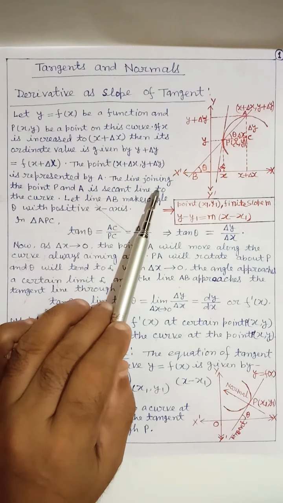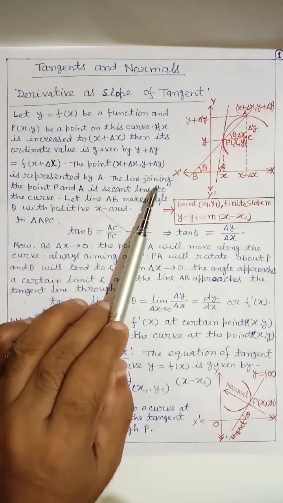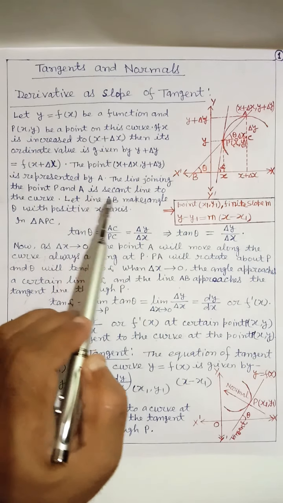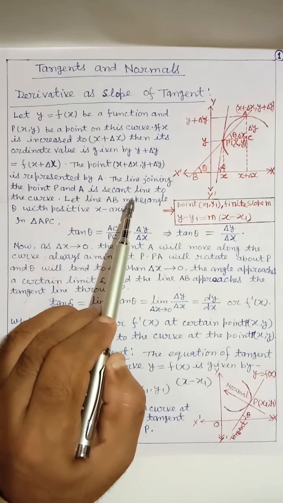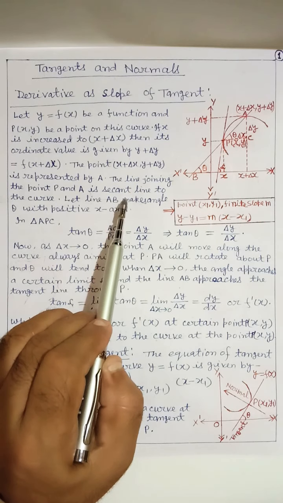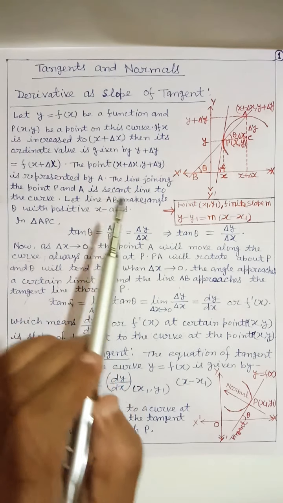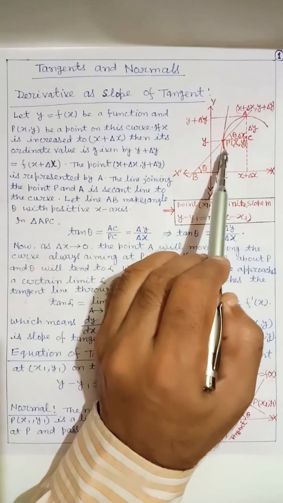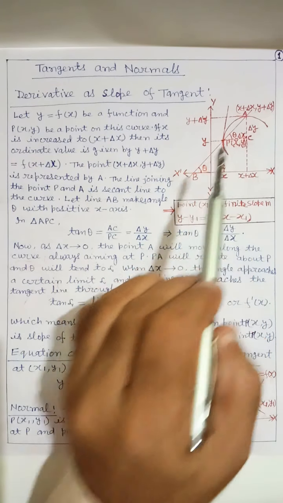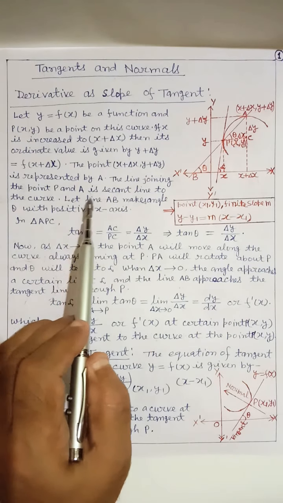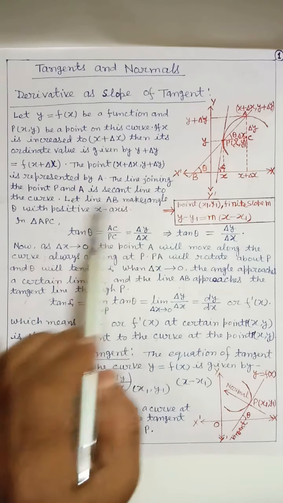The line joining the point P and A is a secant line. Dear students, what is a secant line? A line which intersects a circle or a curve at two distinct points. Here this line intersects this curve at two distinct points A and P. So the line joining the point P and A is a secant line to the curve.